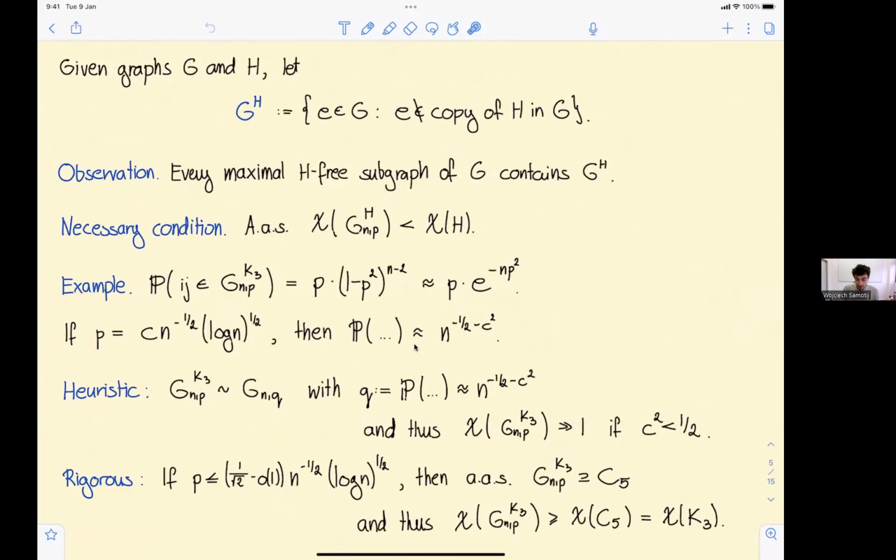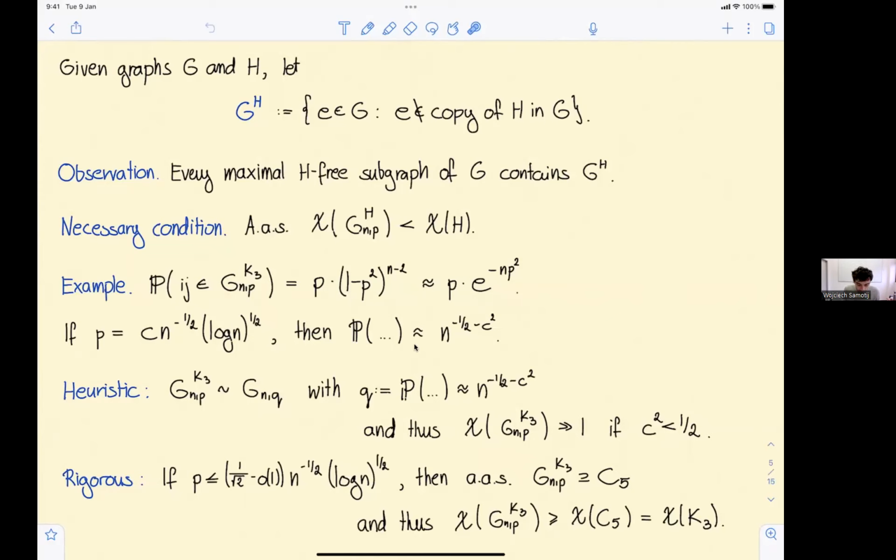So to get a bit more mileage from our lower bound assumption, let's consider the following notion of a subgraph of G. Suppose we have a large graph G and our edge critical graph H, and define by G superscript H the subgraph of G which comprises all edges that do not belong to a copy of H. Now, an easy observation is that if we consider any maximal H-free subgraph of G, then it must contain all these edges. Why? Because I can always add them without creating a copy of H. They don't even create a copy of H with all the edges of G. So in particular, they don't close a copy of H with this largest H-free subgraph.